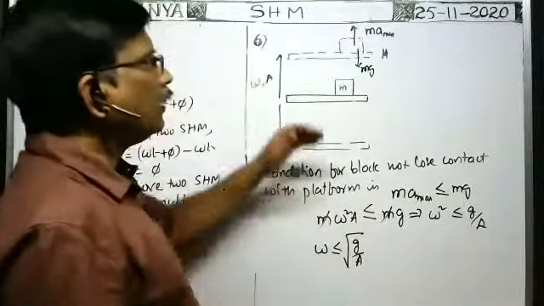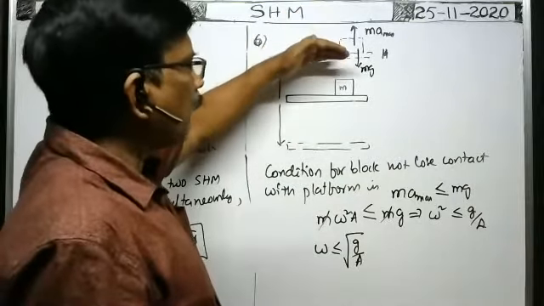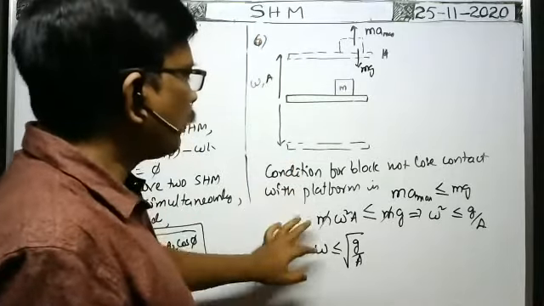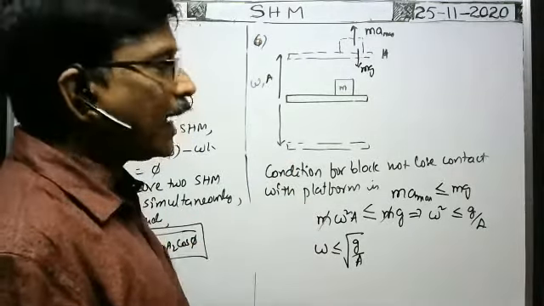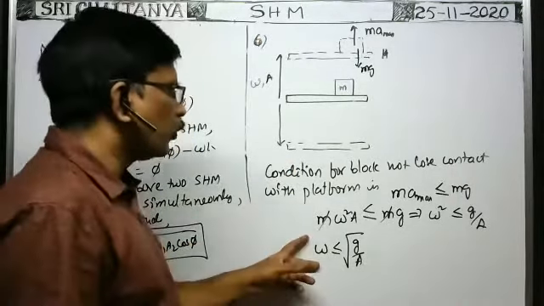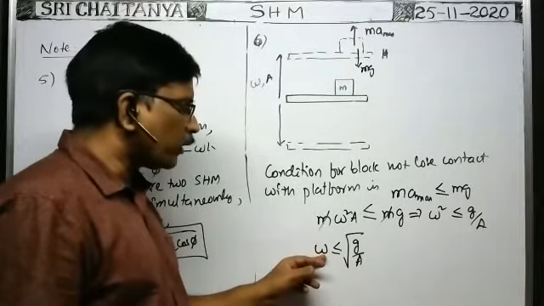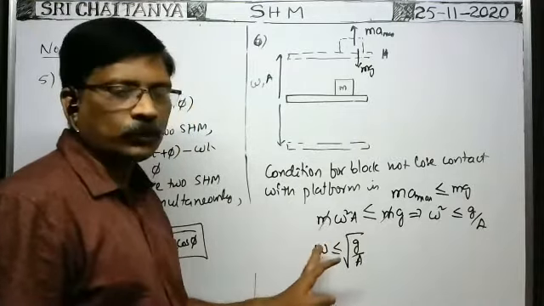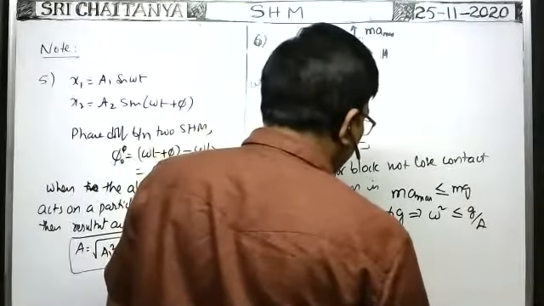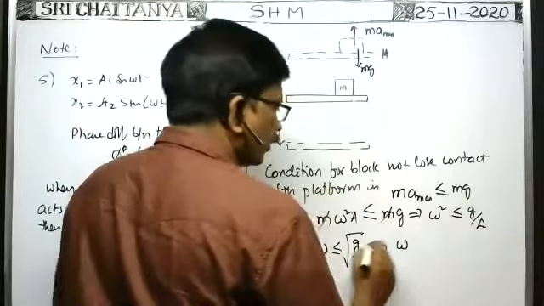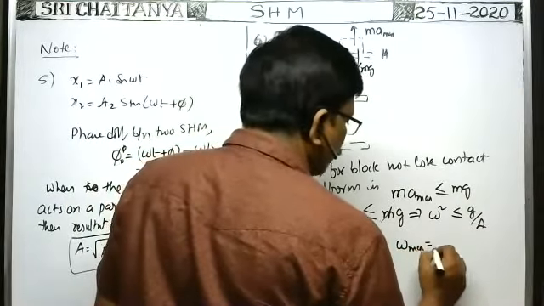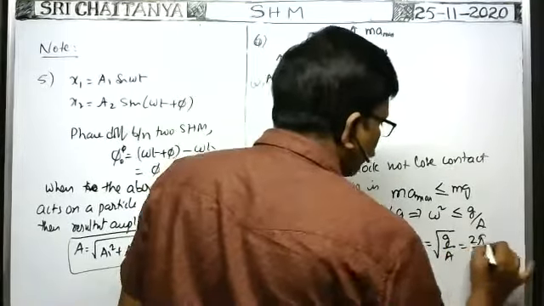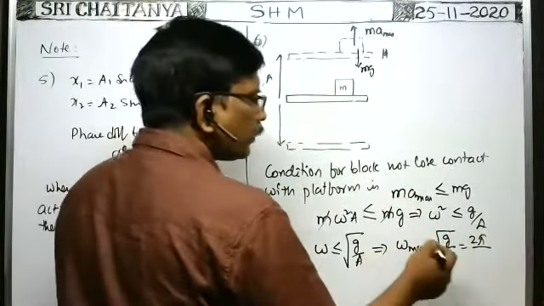So for the body not to lose contact with the platform, what is the maximum angular frequency with which the block can be moved? Omega maximum angular frequency is equal to root g by a. It can be less than that, but it cannot be more than that. So the condition is maximum angular frequency equal to root g by a. When angular frequency is maximum, the time period is minimum, because omega is 2 pi by T.